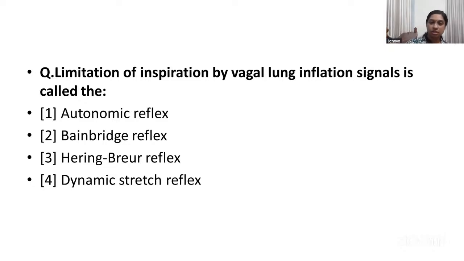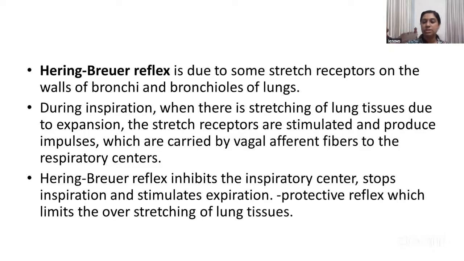Next question. The limitation of inspiration by vagal lung inflation signals is called. The options are autonomic reflex, Bainbridge reflex, Herring-Breuer reflex, dynamic stretch reflex. What's the answer? It's the Herring-Breuer reflex. So it's a stretch reflex.